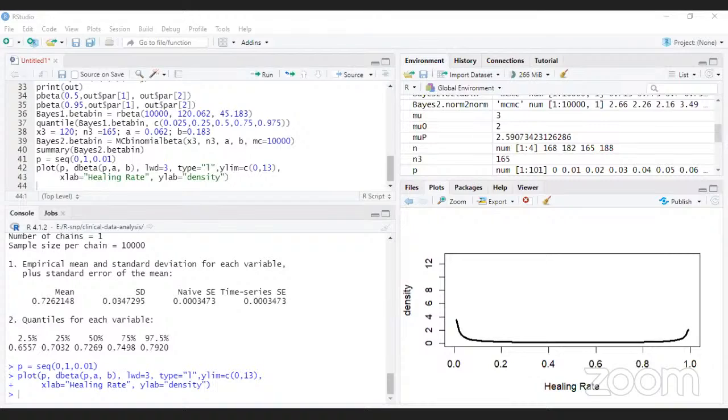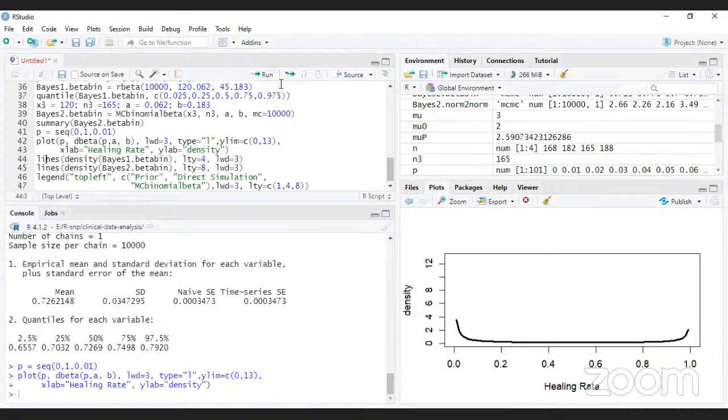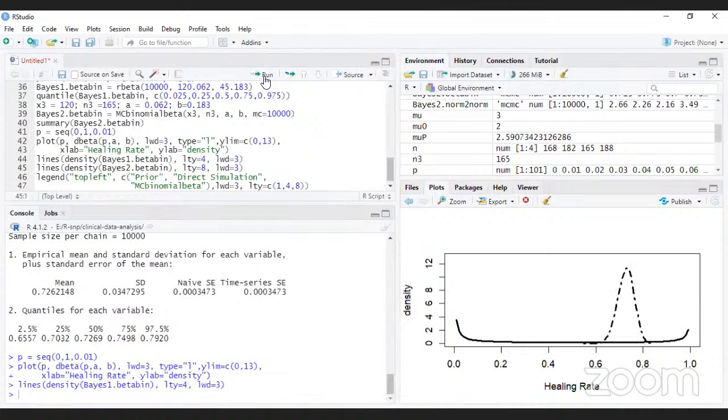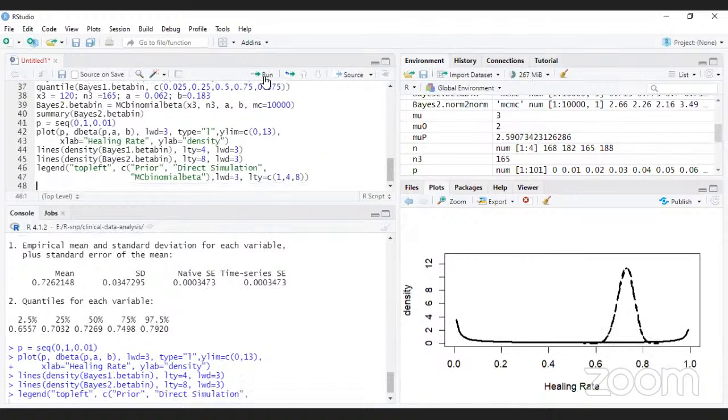So let us, you can add the simulation lines to the plot and you can give the legend. So lines you are drawing and the legend.